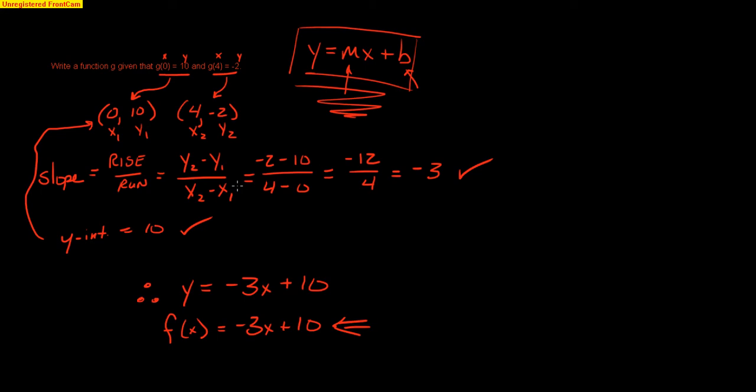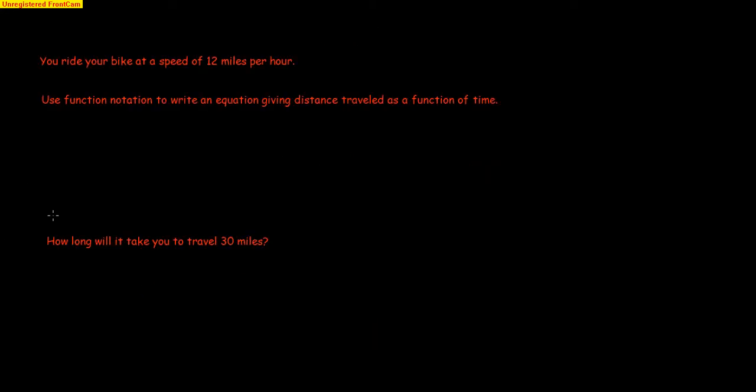I'm going to go right on to example 4 so we can finish up here. Example 4 is more of a word problem. You ride your bike at a speed of 12 miles per hour. Use function notation to write an equation, basically what we did last time in example 3. And they want to know, this is important, distance traveled as a function of time. You guys are going to run into problems that say this kind of thing in the future.